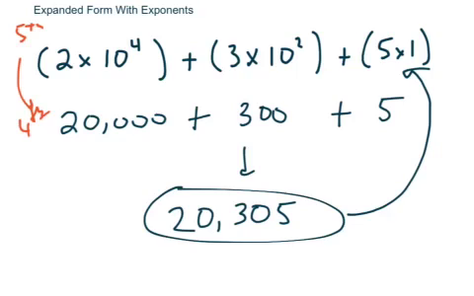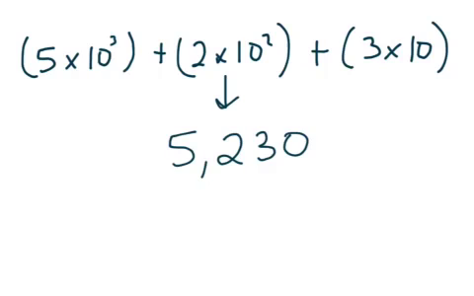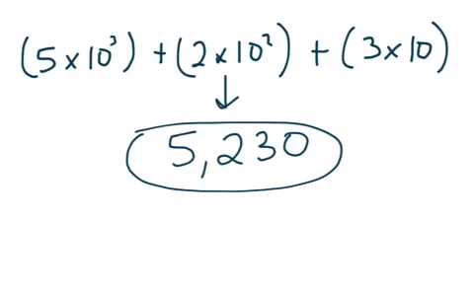Let's look at another problem. Here is 5 times 10 to the 3rd plus 2 times 10 squared plus 3 times 10. So, how I want them to start being able to do this is, okay, 10 to the 3rd power, 10 cubed. Well, 10 cubed is 1,000. 5 times 1,000 is 5,000. 2 times 10 squared is 2 times 100. 2 times 100 is 200. 3 times 10 is 30. There's nothing in the ones place. So expanded form into standard form, you get 5,230.